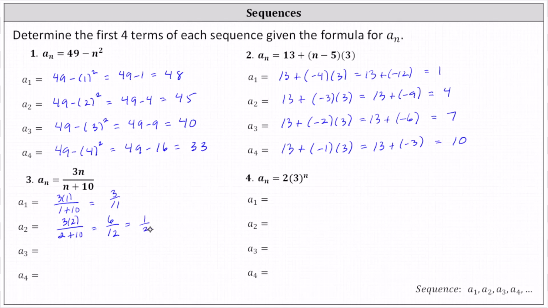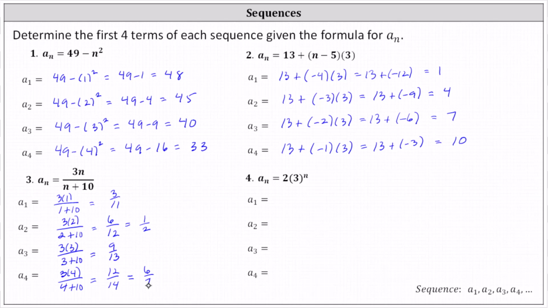To determine a sub 3, we now substitute 3 for n. A sub 3 equals the product of 3 and 3 divided by the sum of 3 and 10. Simplifying, we have 9/13ths. To determine a sub 4, we substitute 4 for n. A sub 4 equals the product of 3 and 4 divided by the sum of 4 and 10. Simplifying, we have 12/14ths. 12 and 14 share a common factor of 2. A sub 4 simplifies to 6/7ths.